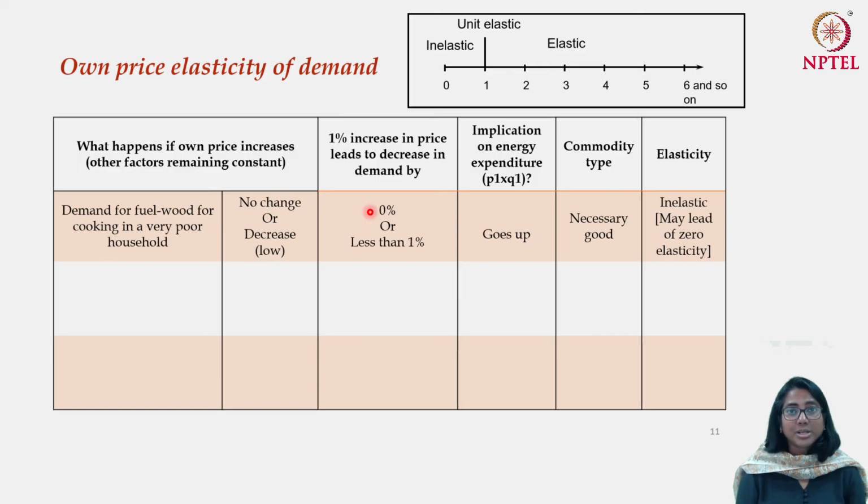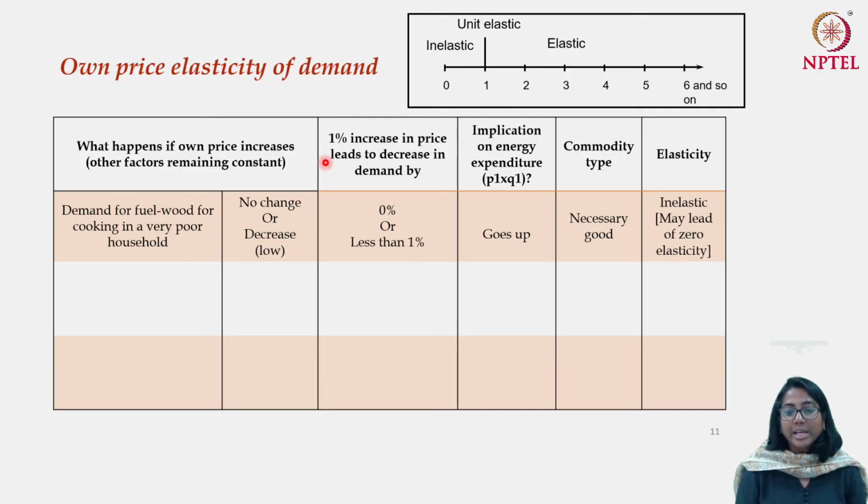So if that is the situation, that change in demand is zero, even if there is an increase in the price of fuel wood, you are actually positioned here. So this is the absolute inelastic demand where your elasticity is equal to zero because the change in demand is equal to zero. Or you can say that it might change the demand a little bit, so it might lower the demand, but the magnitude is not going to be high.